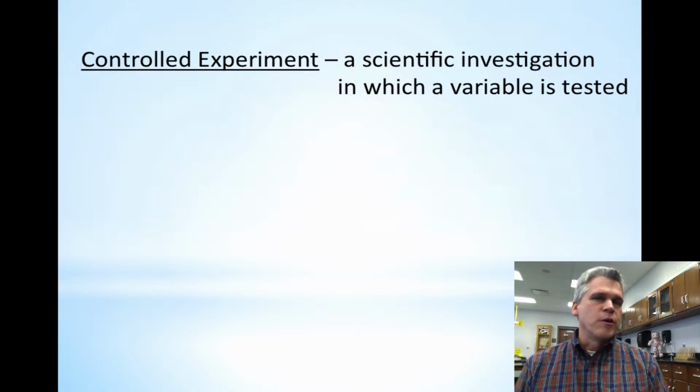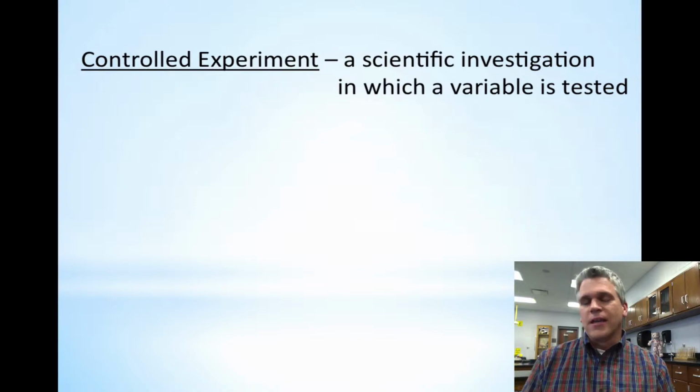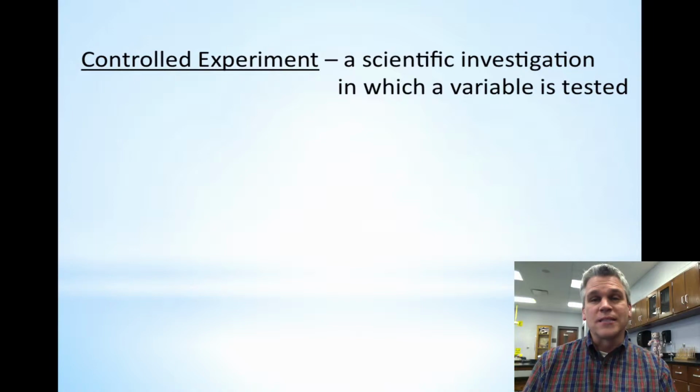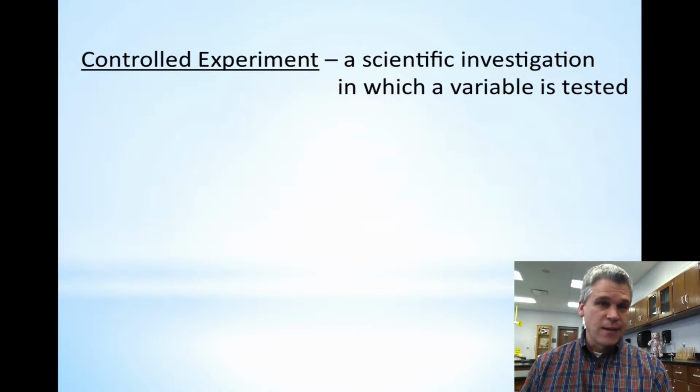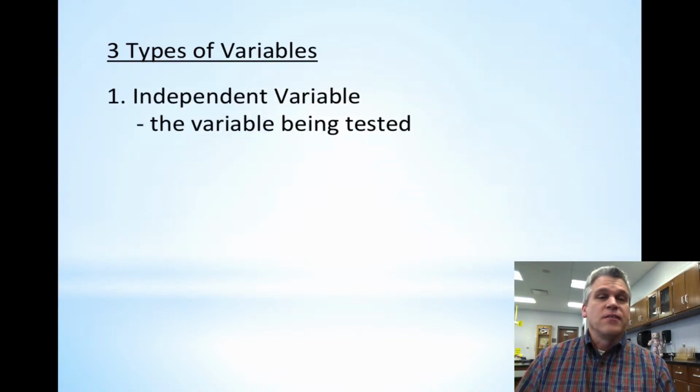In controlled experiments, you could test for 1, 2, or 3 variables or even more. They do get very difficult to set up. In our class, we're only going to be testing for 1 variable at a time. Now, there's all types of variables in an experiment. There's, for instance, the independent variable. Now that's the variable that is being tested. That's the one that we want to find out about.